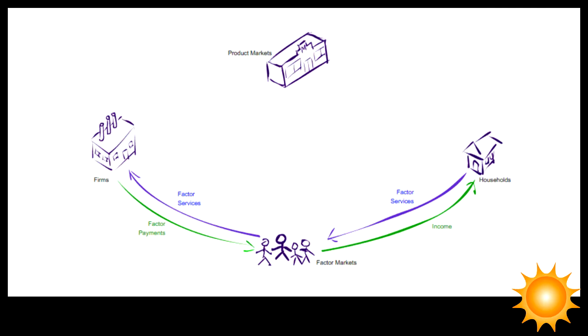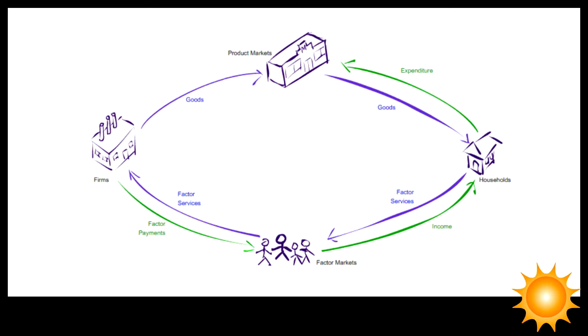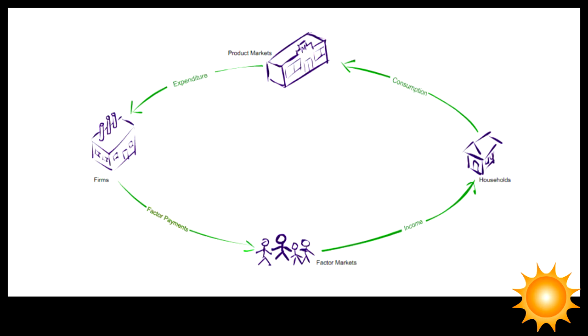But in order to pay the households, firms must sell their output via the product markets to the households. In return, firms receive payments from the households. So the circular flow of payments and products is now completed. Let's concentrate on the circular flow of money payments in the closed economy.